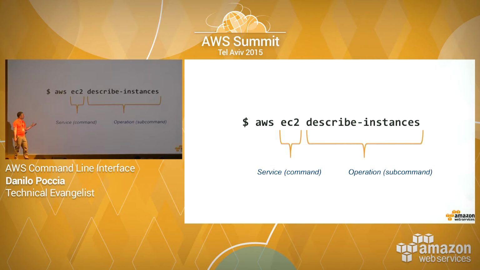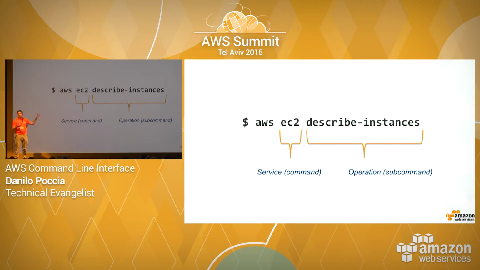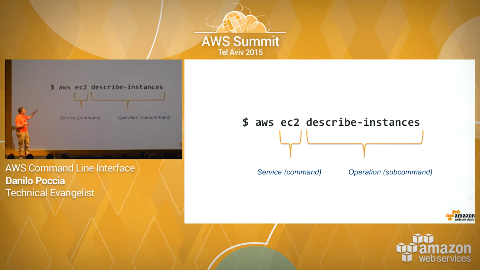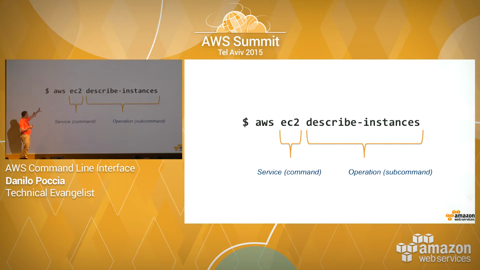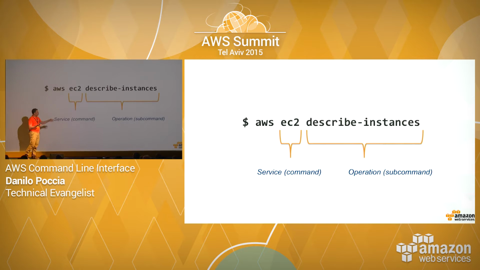When you configure the command line interface, this is the basic syntax that you find for every command. And by the way, we also provide the completer for most of the shells that you can find, for example, on Unix, so that you don't have to type all the syntax, all the commands. You can just autocomplete the commands. So the basic syntax is aws, the main command, the name of the service, and then the operation, the subcommand that you want to run on that service.